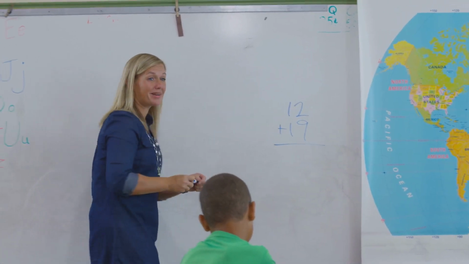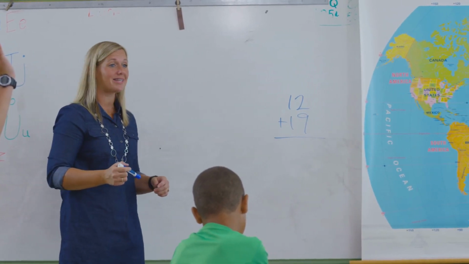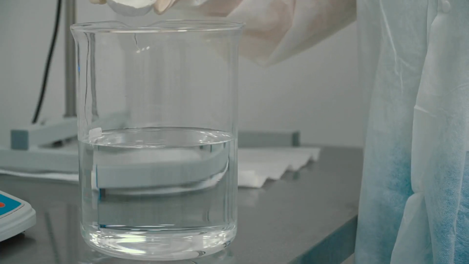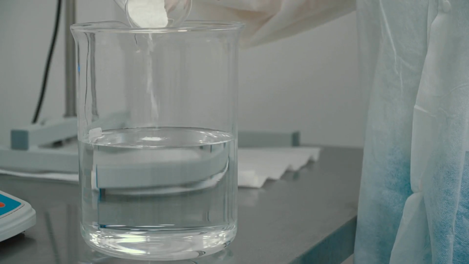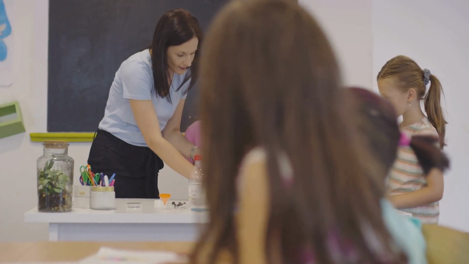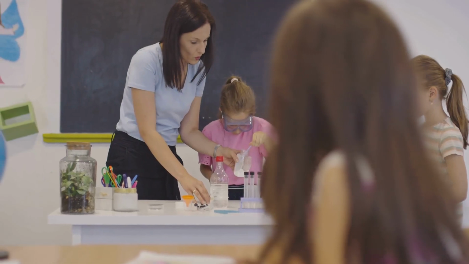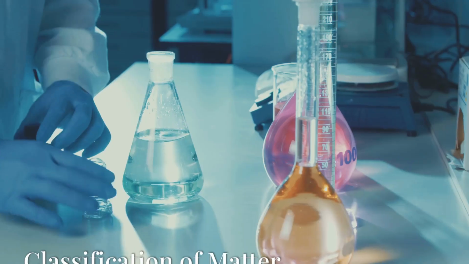Let's start by defining what we mean by physical properties of matter. Physical properties are characteristics that can be observed or measured without changing the composition of the substance. This means we can use these properties to help us identify and classify different types of matter.